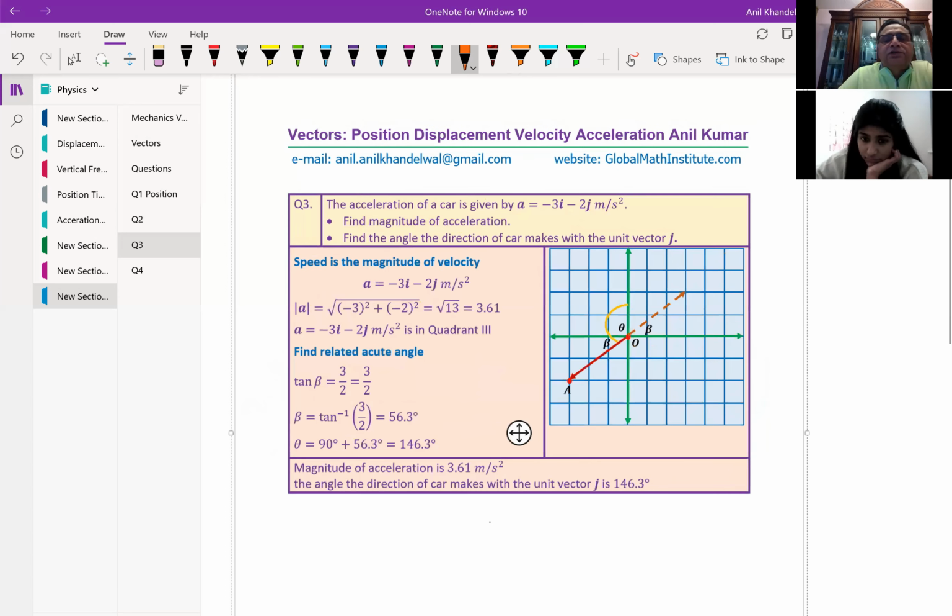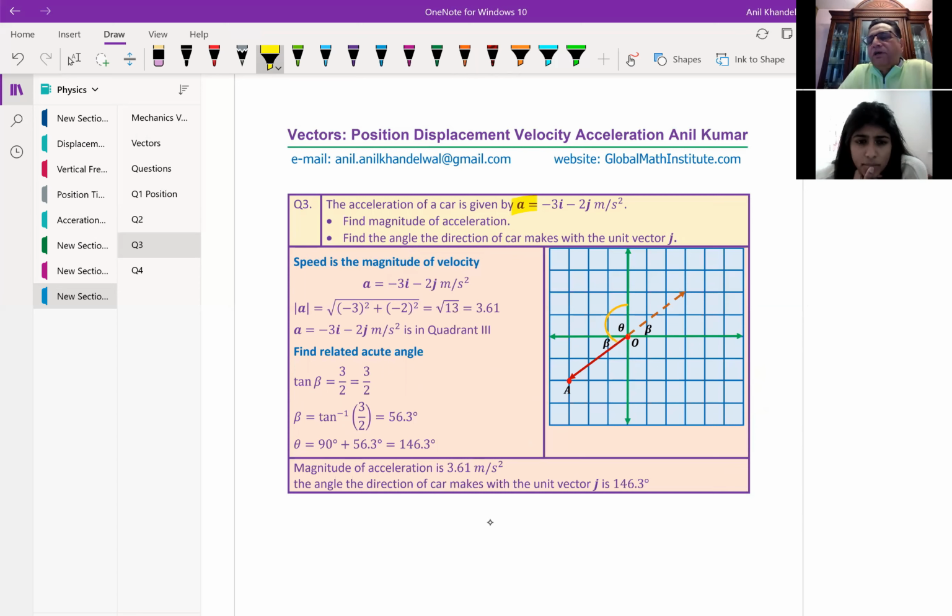Perfect. Let's take question number 3. Can you please read this question? The acceleration of a car is given by a equals minus 3i minus 2j meters per second squared. Find the magnitude of acceleration, then find the angle the direction of the car makes with the unit vector j. Correct. So the only thing is velocity has been changed to acceleration; it is the same vector.